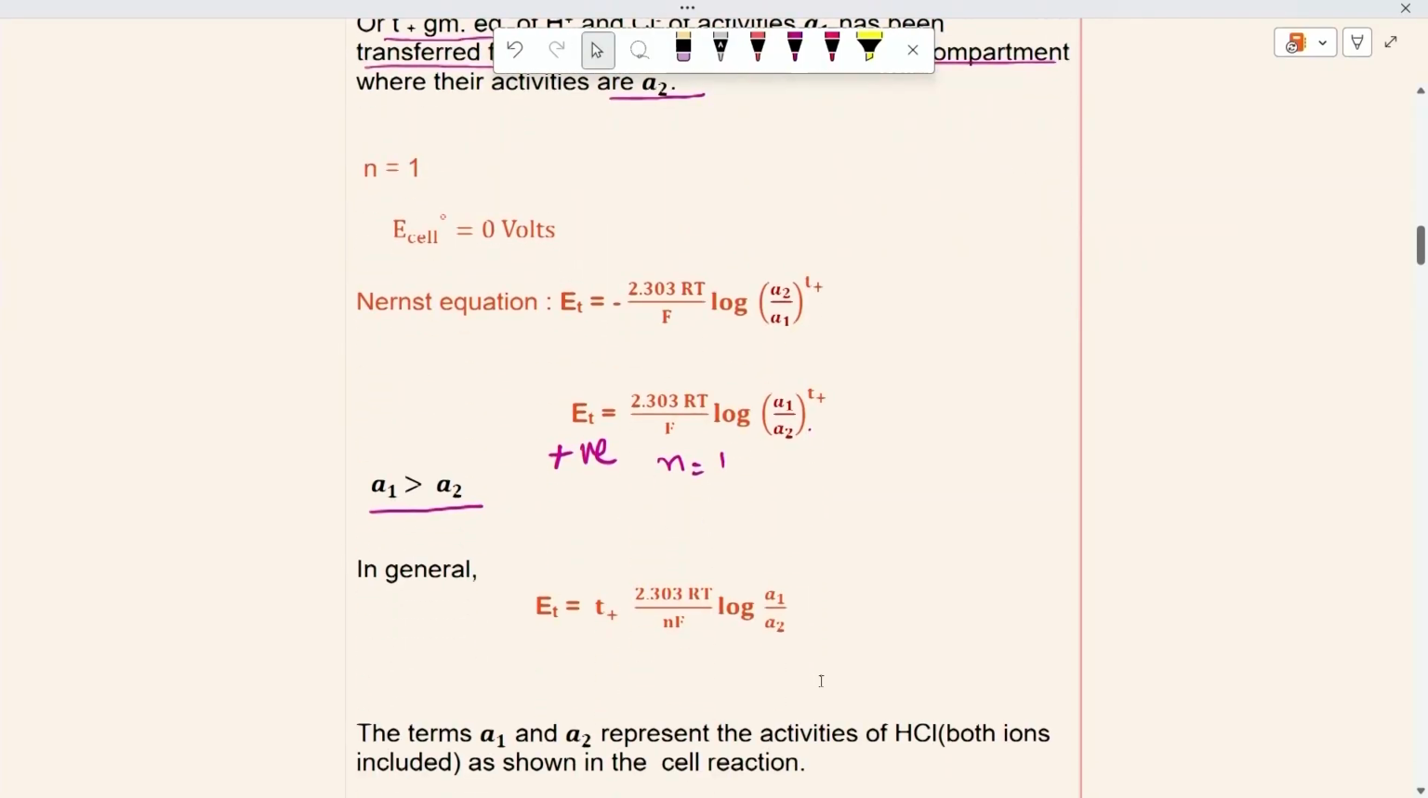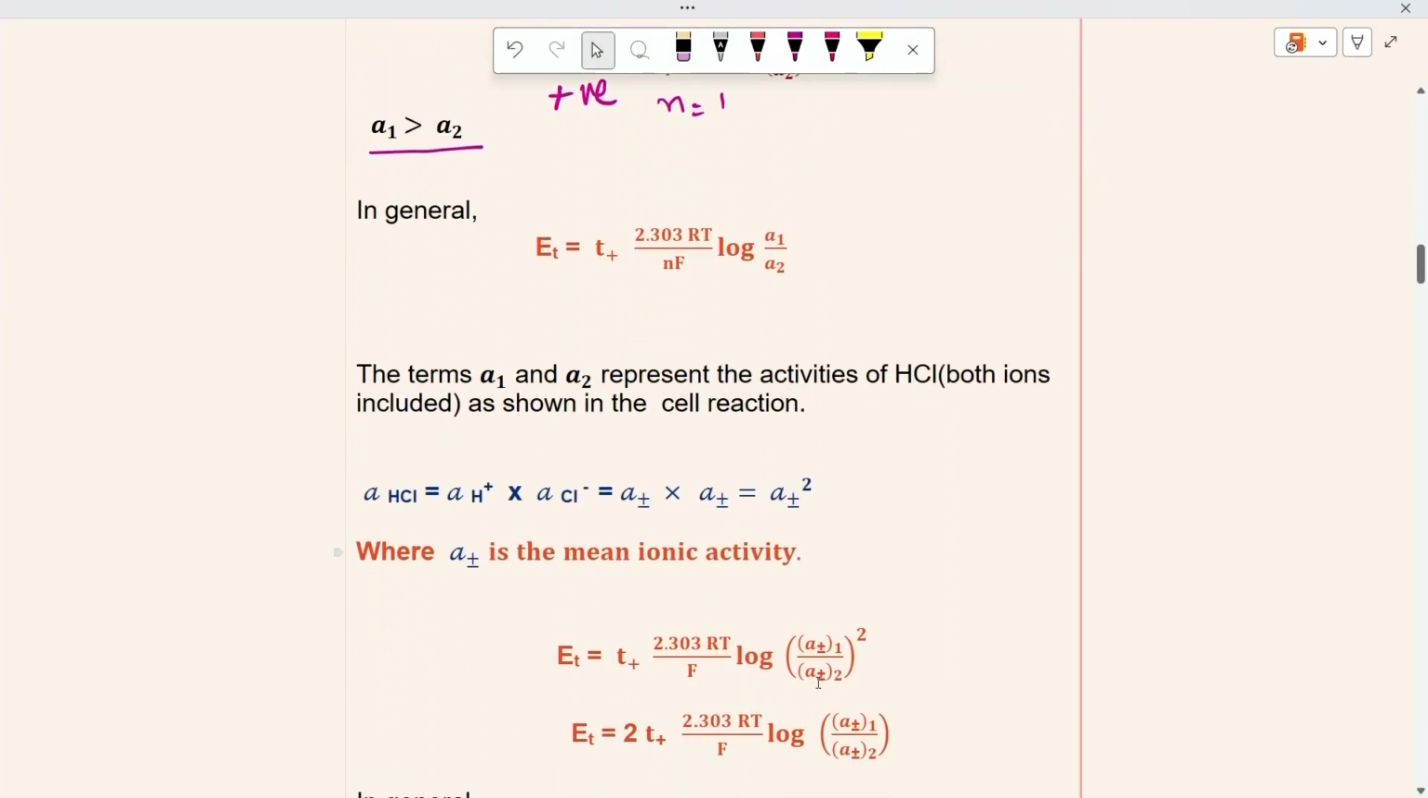So, when I take it in terms of mean ionic activities, the activity of HCl is equal to the activity of H+ into the activity of Cl-. And instead of the activity of H+ and Cl-, I am going to take mean ionic activities, that is a±, and here also a±. So, multiplied, you will get a± square. Remember, there is a square term.